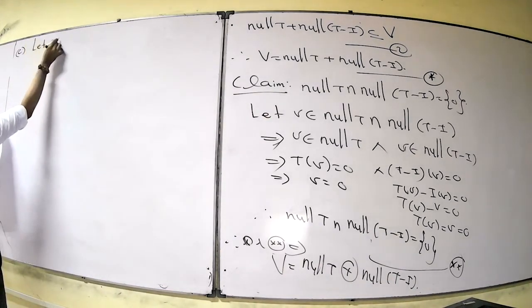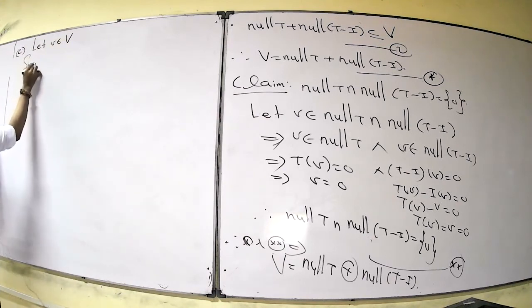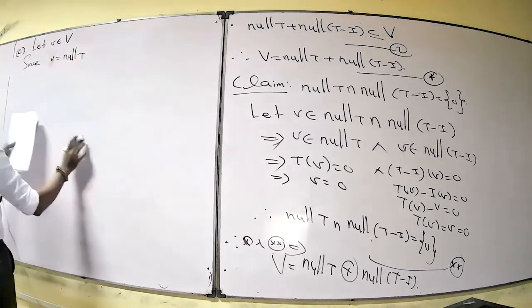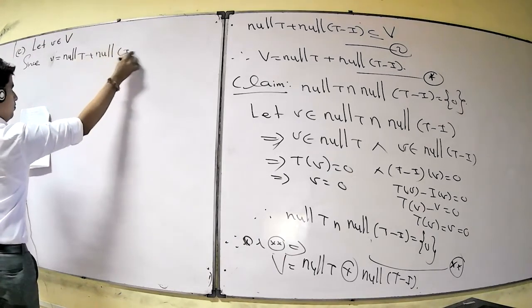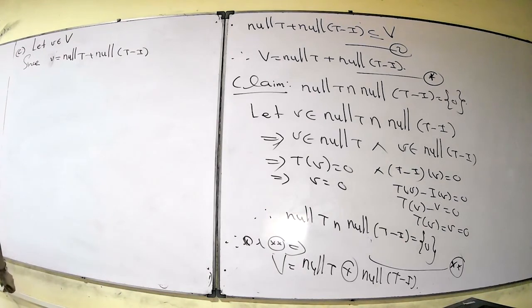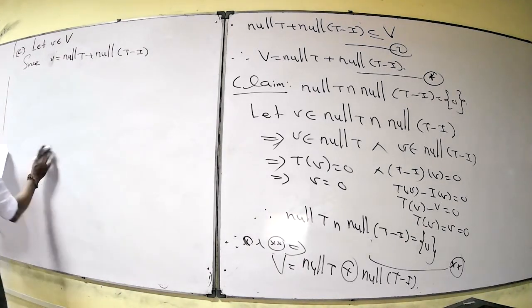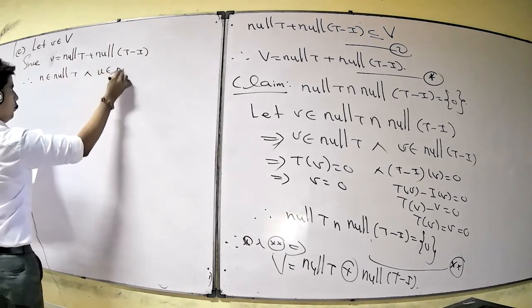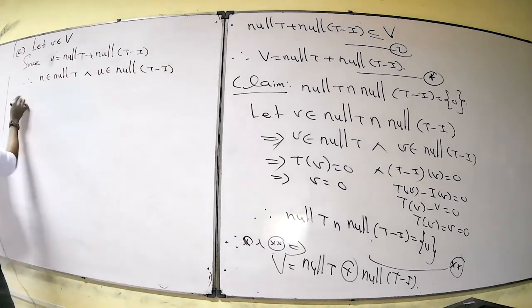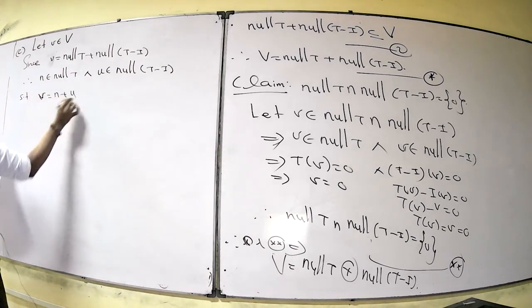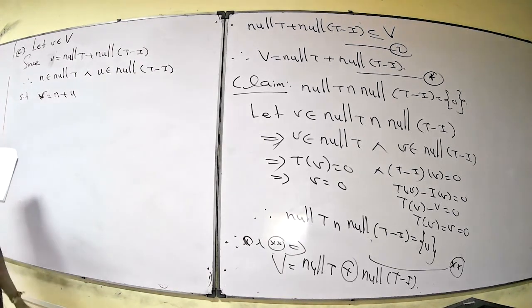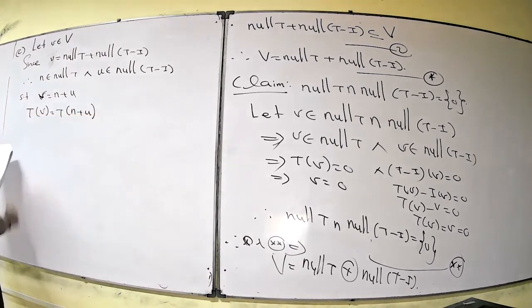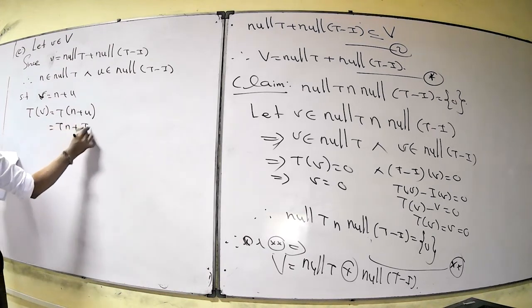Let you take one of the elements b belonging to capital B. Since we have B equal to null of T plus null of T minus I, you take n belonging to null of T and u belonging to null of T minus I, such that b equals n plus u. Then you apply T on both sides: T of b equals T of n plus u, which is Tn plus Tu.